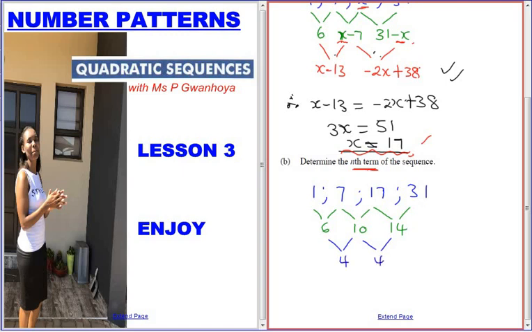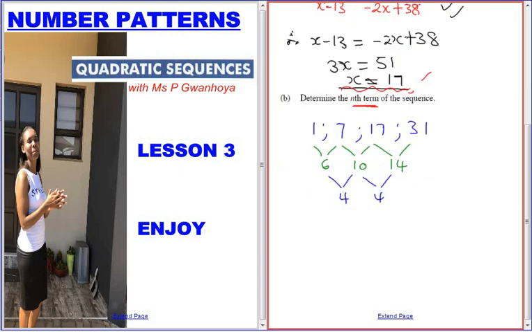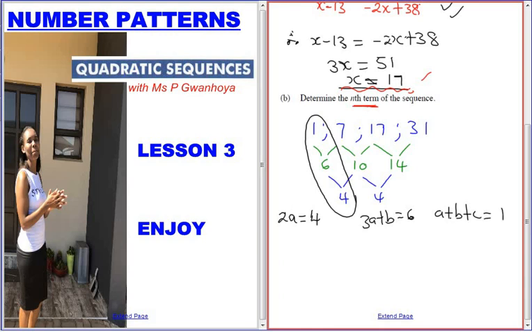14 minus 10 will still be 4. Since what we want is the general term, remember you say 2a is equal to the second difference. It's just these three that you use, these ones. And then your 3a plus b is going to be equal to 6. And then your a plus b plus c, that one is equal to 1. So keep that in mind.